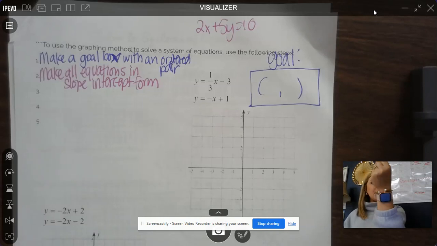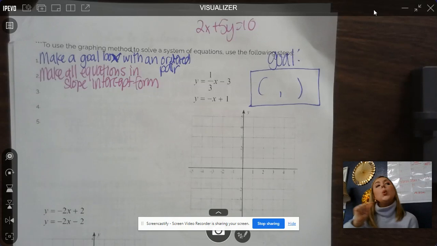Pick your first color you're going to use. Doesn't matter which one. And what I'm going to do is color code these equations. I'm going to graph them, and I'm going to ask you one more time. What is the answer to a system? What are we looking for? An ordered pair. So as soon as we find out where they run into each other, that's our goal.